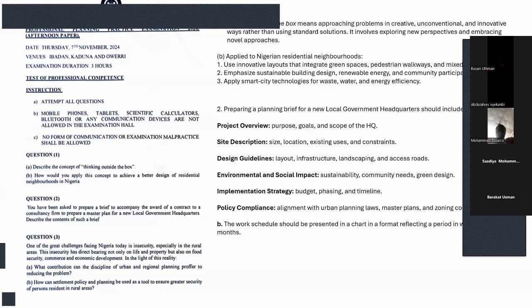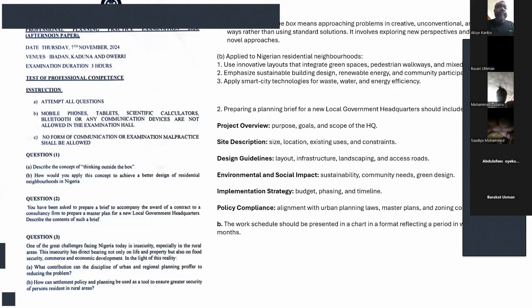Maybe they will just mention a town planner with 25 years of experience. So it is left for you to determine what should be his rank. Is it a principal town planner? Is it a senior town planner? Is it a chief town planner or a graduate town planner? So you have to know the years.